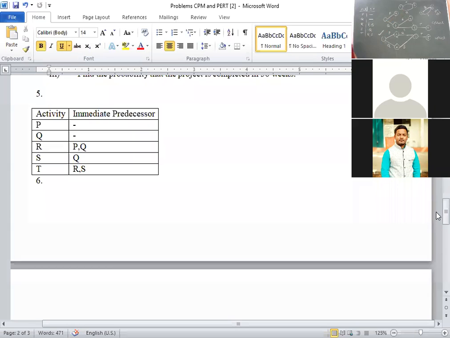Yes, ma'am. Understood? Both the diagrams are correct. But being a project manager, try to reduce the number of dotted lines. Okay. We will go through the sixth problem.